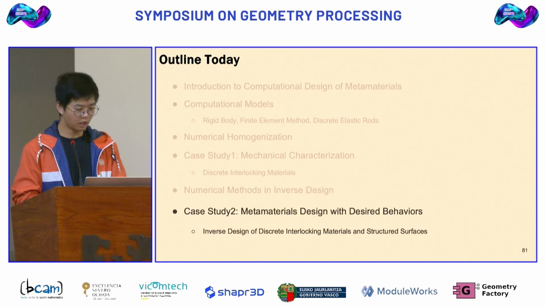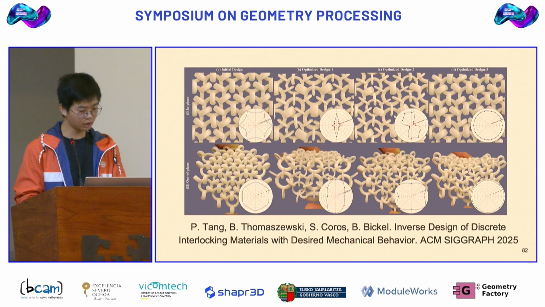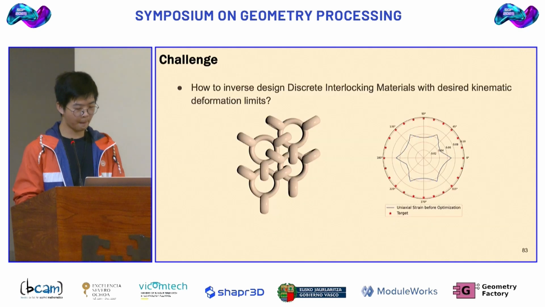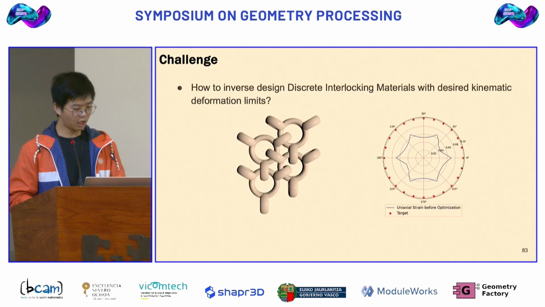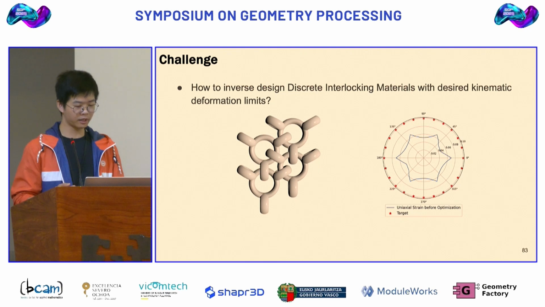Okay, then I will talk about two papers on inverse design of metamaterials based on the theory that we just learned. I will first describe my recent work, inverse design of discrete interlocking materials with desired mechanical behavior. After we know how to characterize the macro mechanical properties of discrete interlocking materials, the question comes to how to inverse design discrete interlocking materials with a desired kinematic deformation limit.